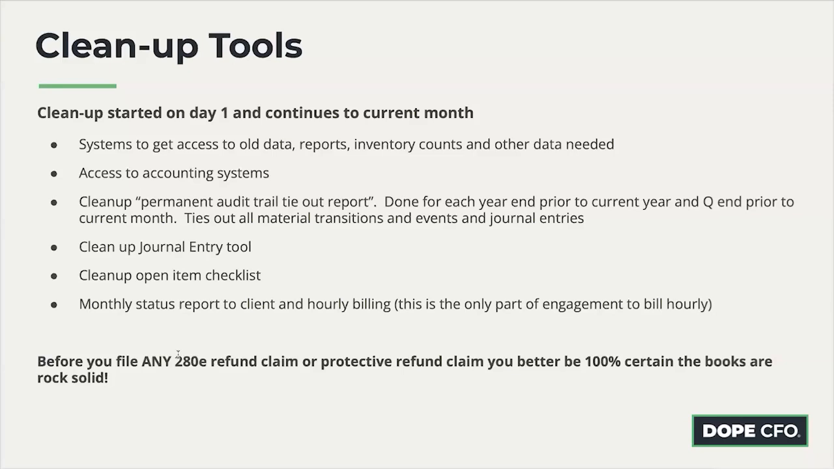And then I'll actually do the first 3 months weekly status reports with the CEOs to make sure that we're doing things correctly as well. We'll get to the 280E refund claims and protective claims, but before you even consider this with a client, you better make darn sure their books are squeaky clean, or your client's really setting up for a disaster. And if their books are not squeaky clean and you're in charge of their books, you're going to have a big headache on your hands as well.